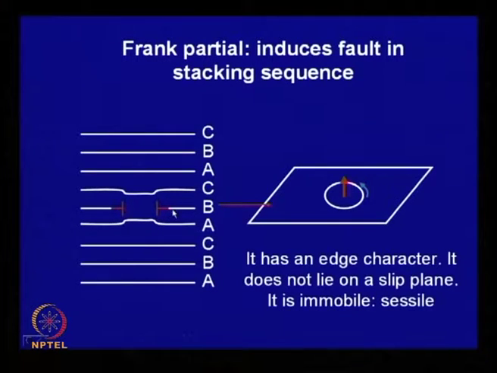and the distance between two 111 close-packed planes in a face centered cubic crystal is equal to a over root 3. And this type of dislocation, as has been mentioned, is immobile, and in dislocation terminology it is called sessile, while a Shockley partial dislocation is glissile, it can glide, and this cannot move, this is sessile.